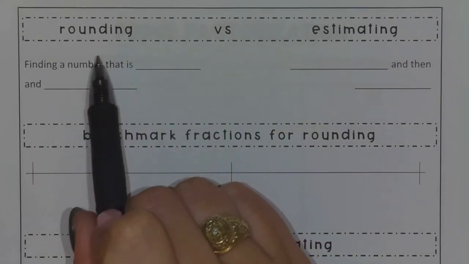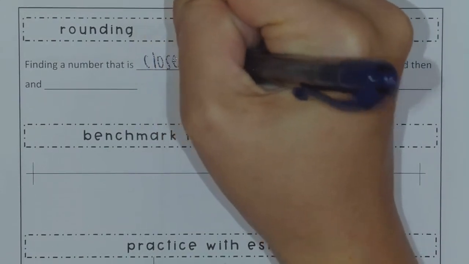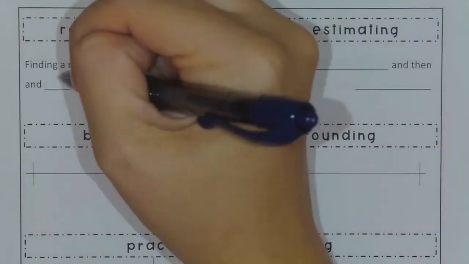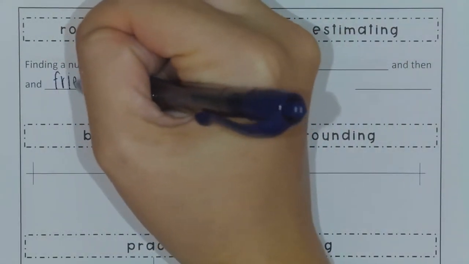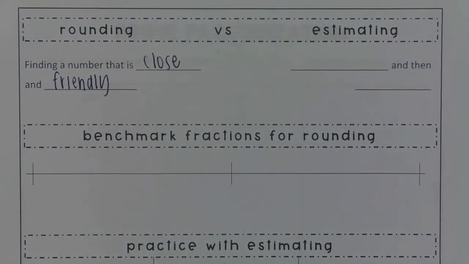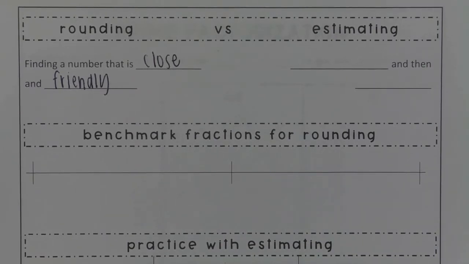Rounding is all about finding a number that is close to the number that we've started with, but not just a close number. You want to make sure it's close and it's friendly. I like to say that rounding should be your best friend. It's all about making your life easier. So don't round to something that's still a little difficult. Round to a number that's going to make it easy for us to solve.